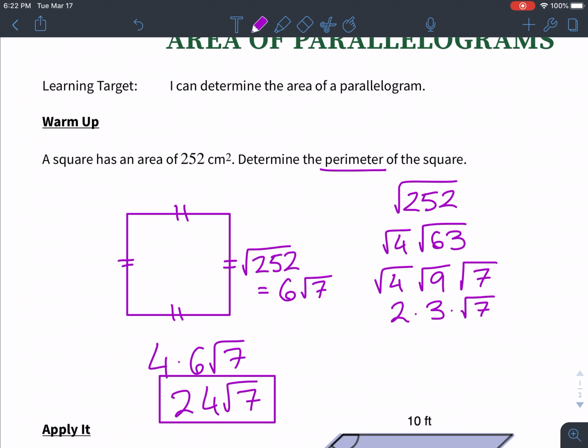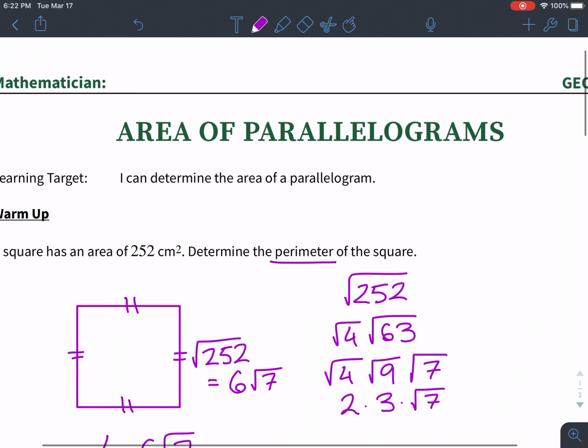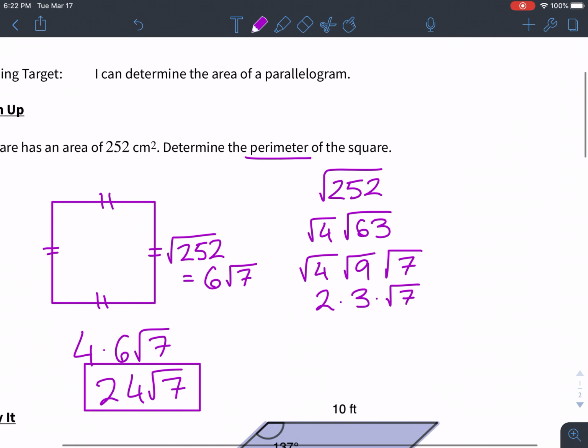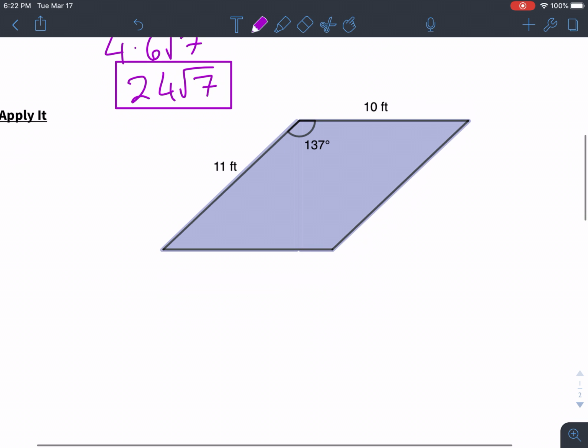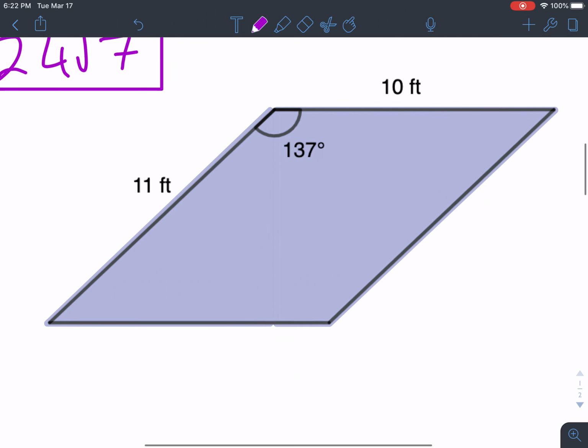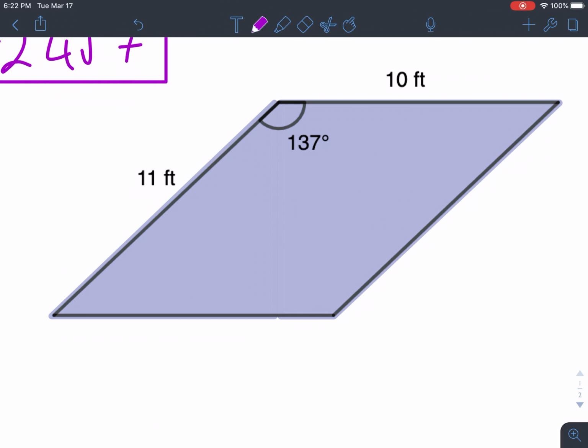All right, let's come on down and talk about the area of parallelograms. First, I am going to point out something that we should remember about parallelograms: we have opposite congruent sides, or rather congruent opposite sides. So that would mean that this side length is 10 feet and this side length is 11 feet.